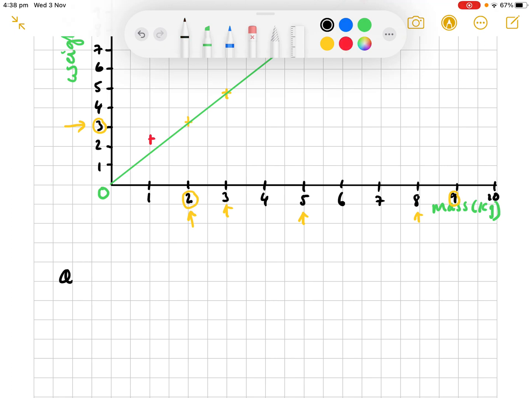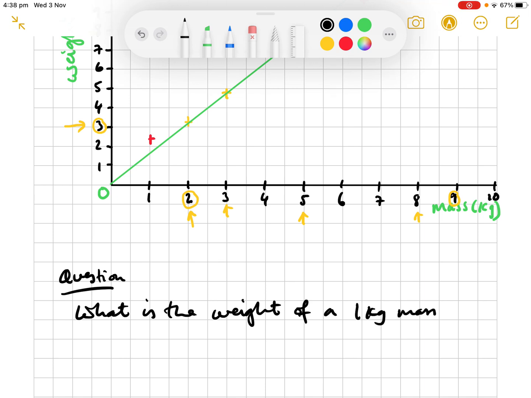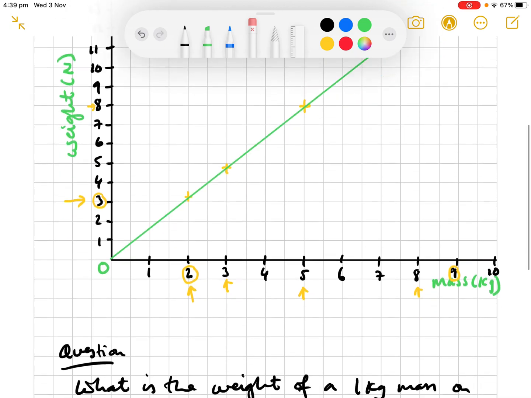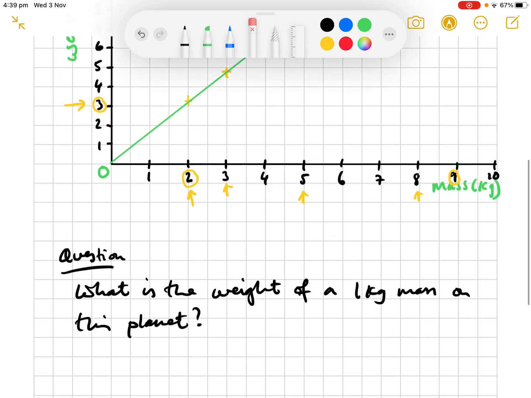One final question then. What is the weight of a 1 kilogram mass on this planet? Let me rub out these red crosses. That was just to show you where the crosses could have been.